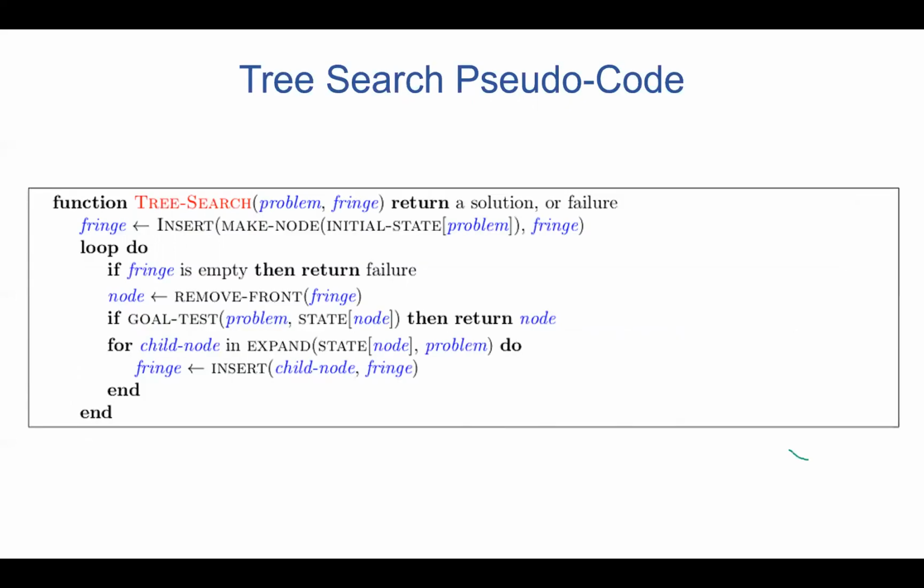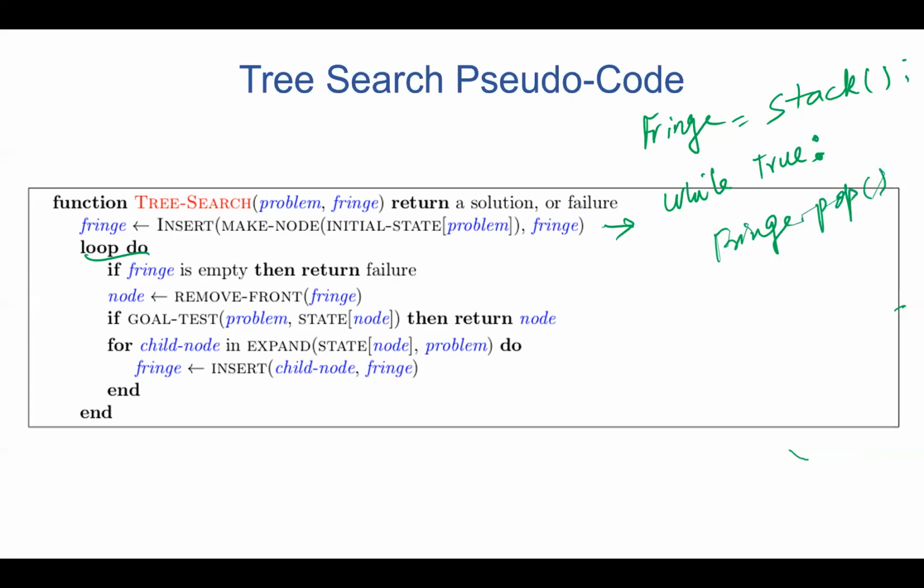Remember, in the code, you will do something like this. I would call my data structure fringe, and you will do something like this. While true, that's the Python code that I'm writing for you, okay? If fringe is empty, then return failure, and so on. To remove the node, you will say fringe.pop, and you say this is the new node.